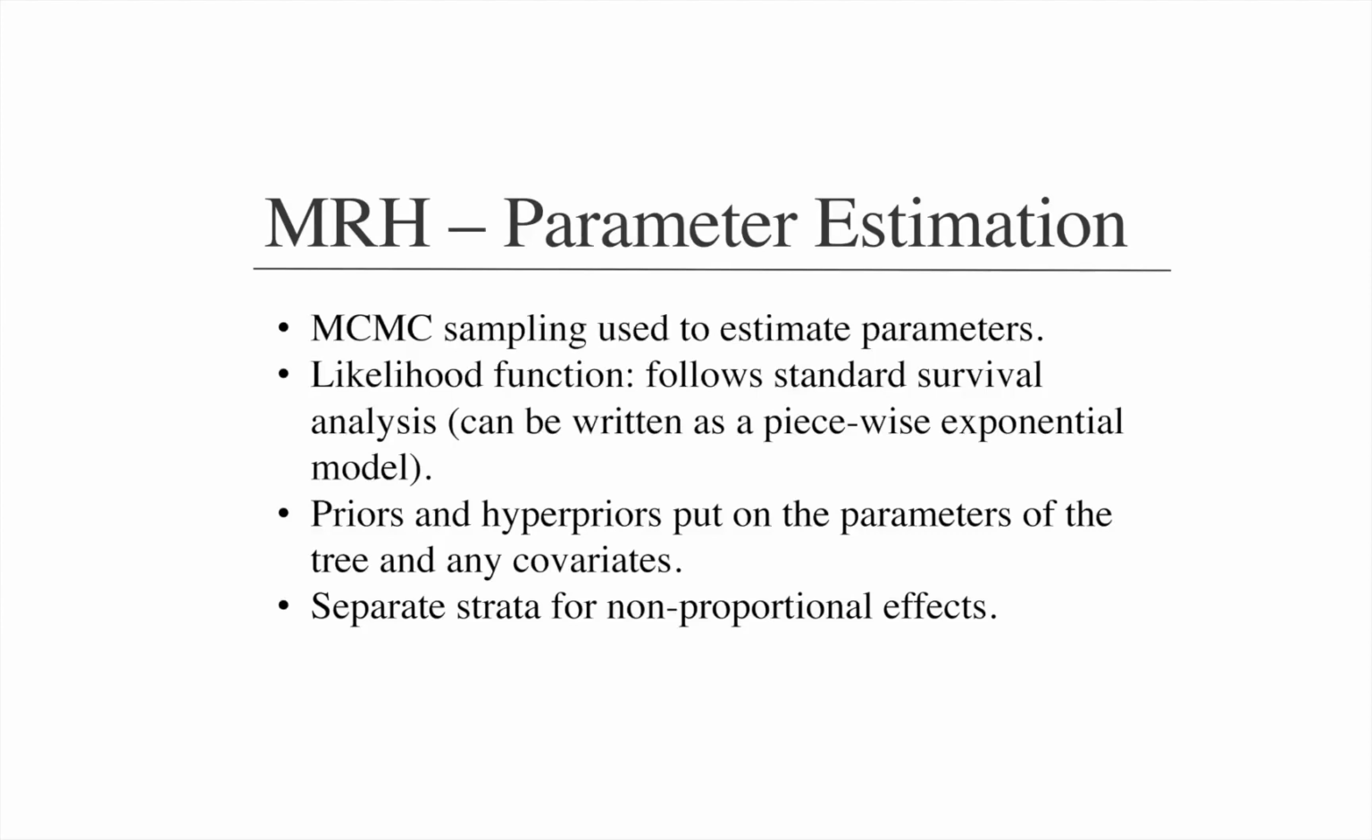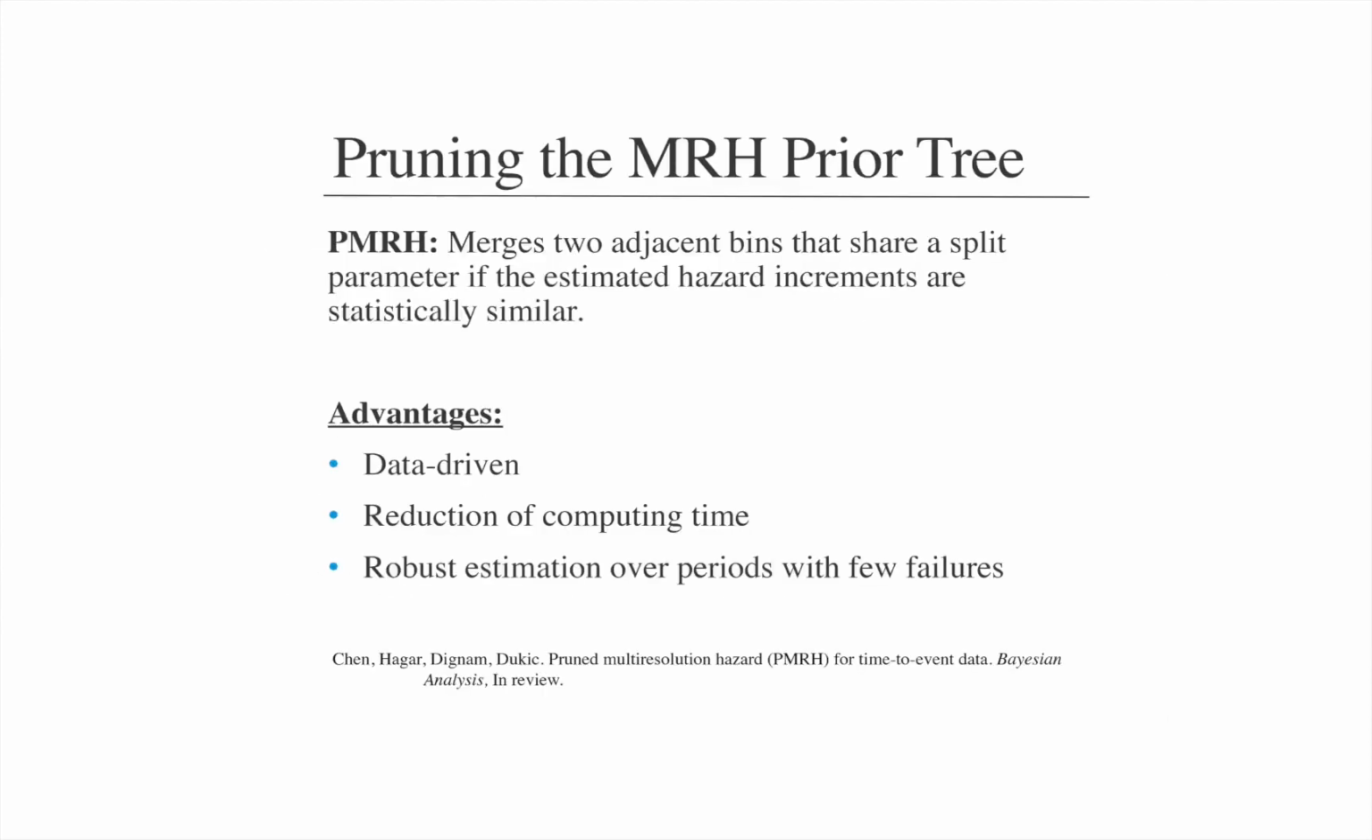And when we have some non-proportional effects, so those are the time-varying effects, we have separate strata for those. We have another tool that we employ with this model, which is pruning. I'm not going to go into too many details here, but this is a technique that lets us merge two bins if it seems like the hazard increments are statistically similar. And we have a paper on that if you're curious to read more about that.